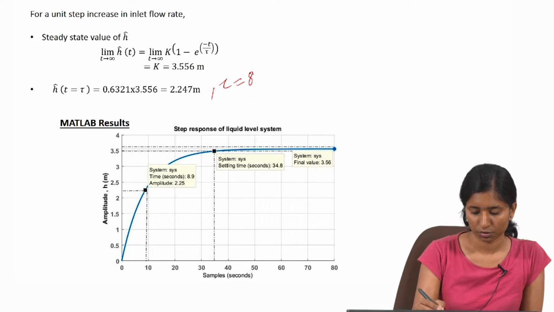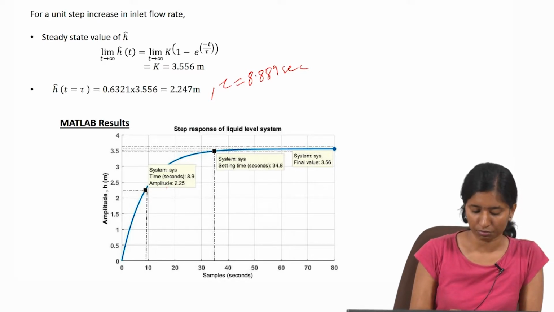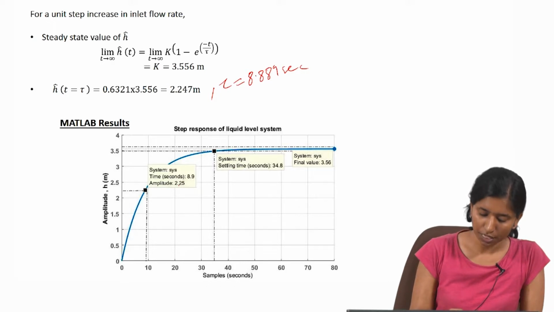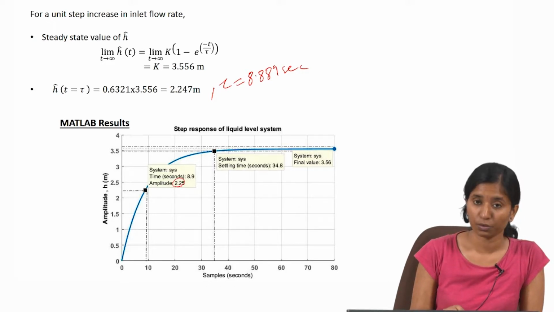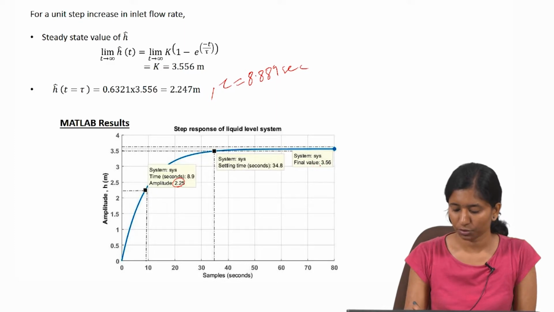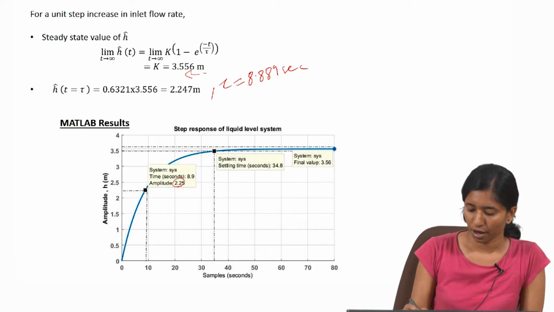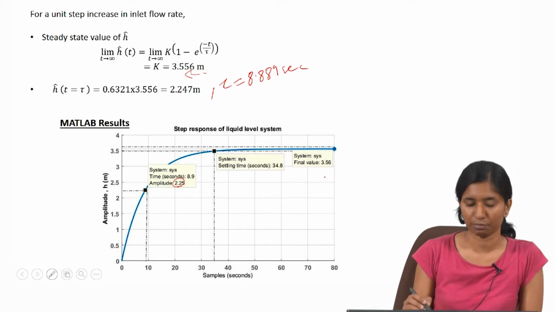That is, when t equals tau, from our hand calculation we found the value of height to be 2.247. So, we can verify from the plot that the amplitude is 2.25. And the final value, which is the steady state value, we found to be 3.556, and here we can verify that the final value is 3.56.